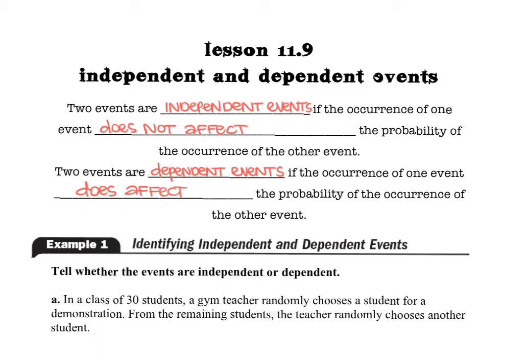All right, today we are doing lesson 11.9. We're going to be continuing to talk about probability, but today we are talking about independent and dependent probability and those types of events. So we first need to know what's the difference between independent and dependent events.